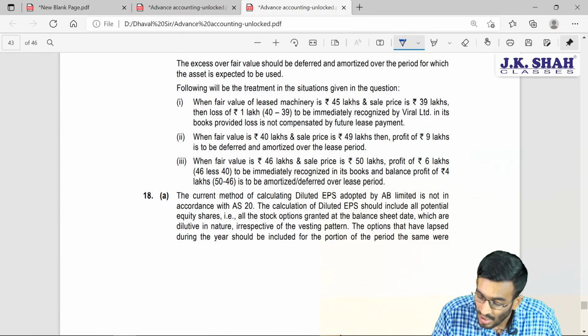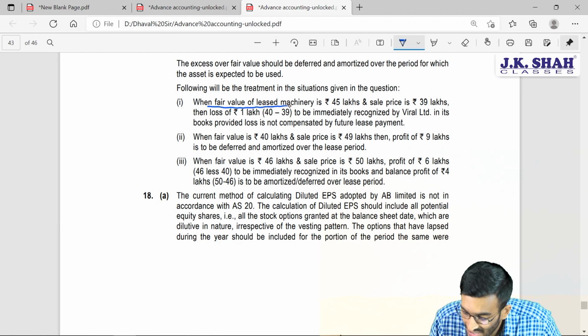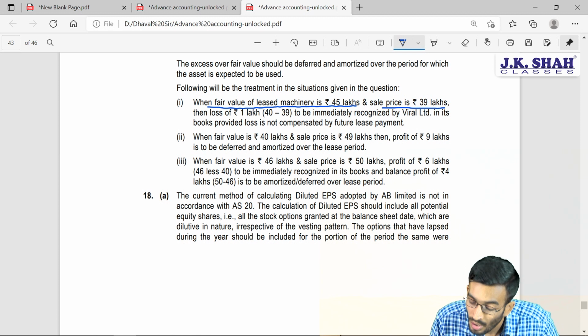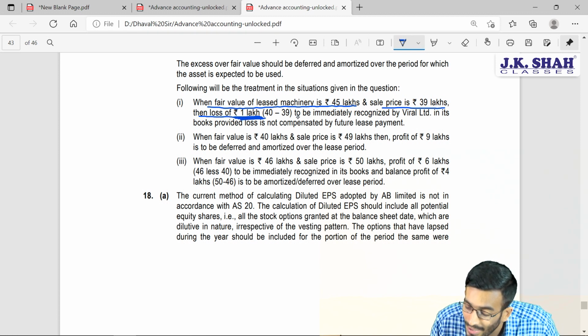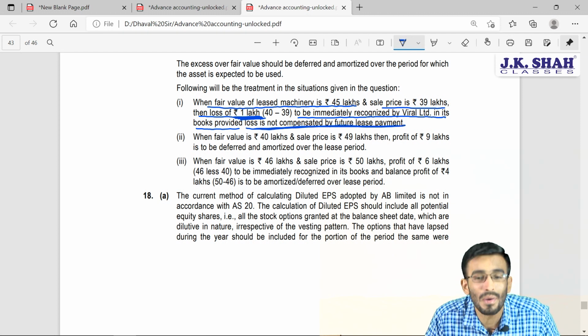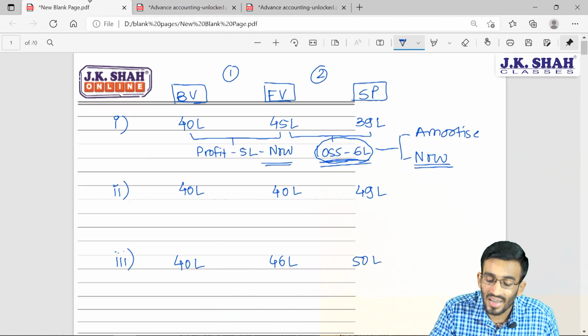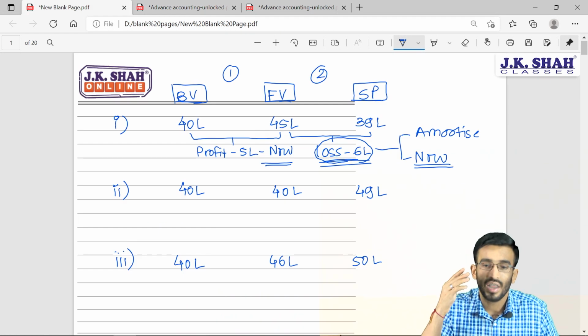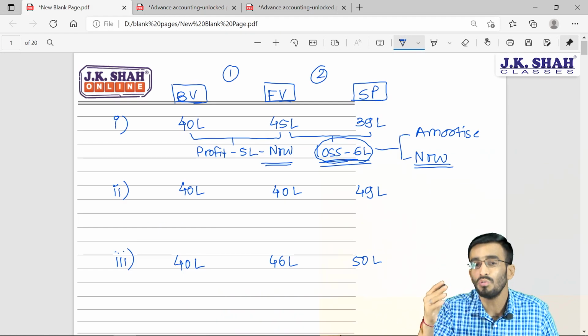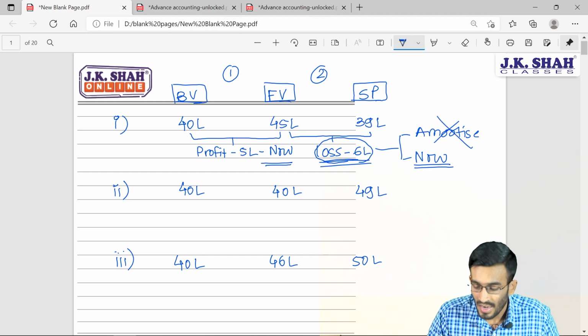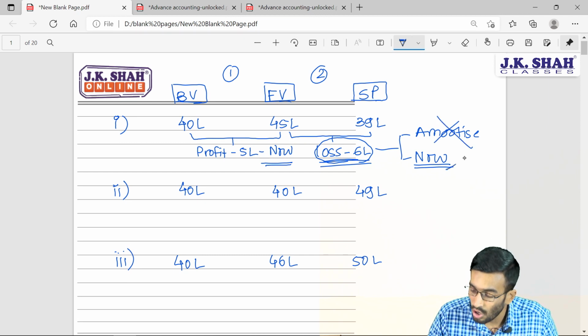Read carefully. When fair value of leased machinery is 45 lakhs and the sale price is 39 lakhs, then the loss of 1 lakh is to be immediately recognized by Viral Limited in its books, provided the loss is not compensated by future lease payment. So if it is not going to be compensated by future lease payment, then we are not supposed to amortize. In that case, recognize this loss right now only.